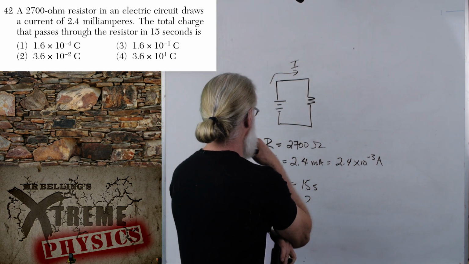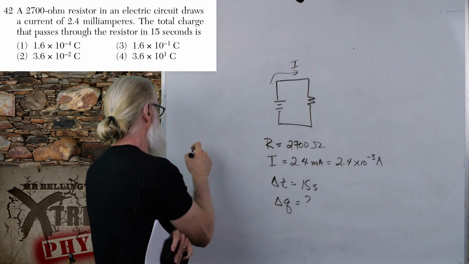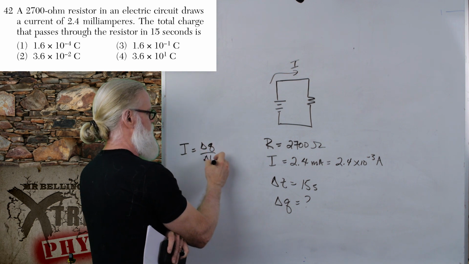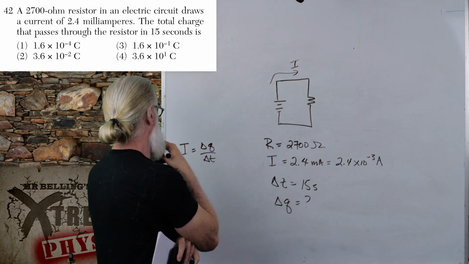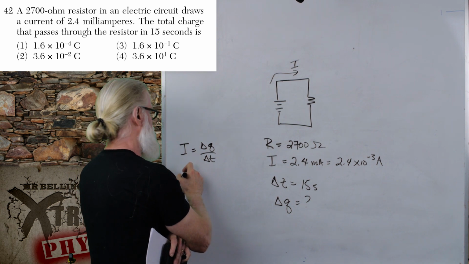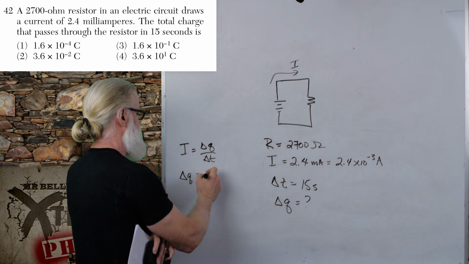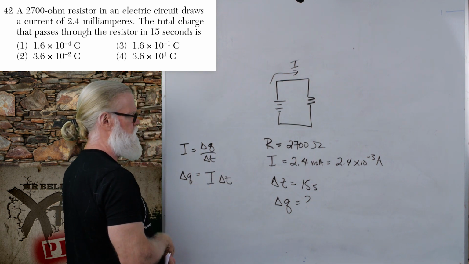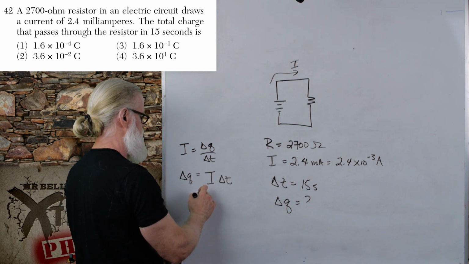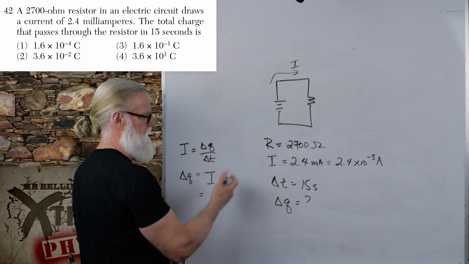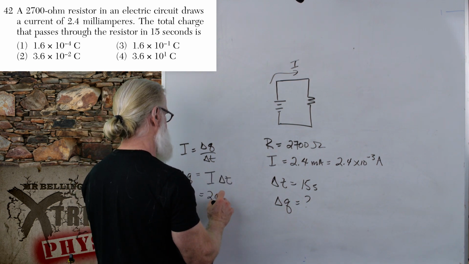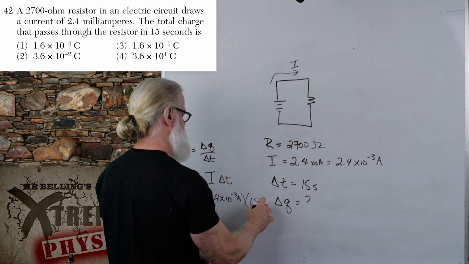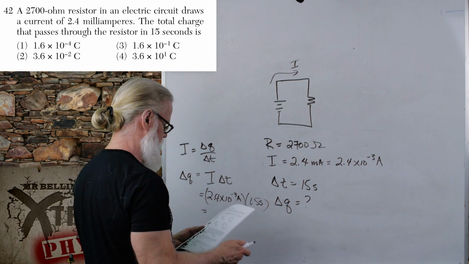All right. How much charge is passing? Well, I know that current is defined as the amount of charge that passes in a certain amount of time. So I want to know how much charge passes. Delta Q equals I delta T. Well, guess we don't need that. All we need to know is the charge passing by, just the current, really. So we got 2.4 times 10 to the minus 3 amps times 15 seconds.